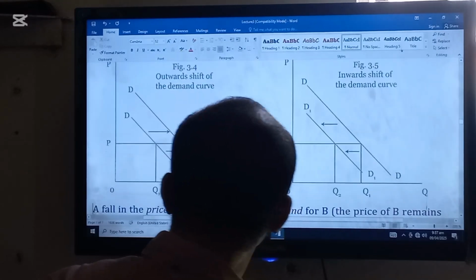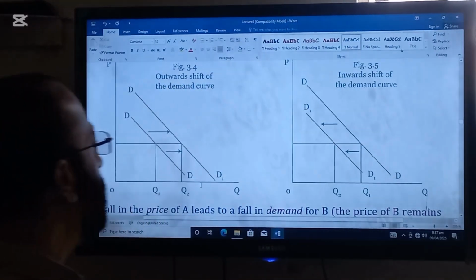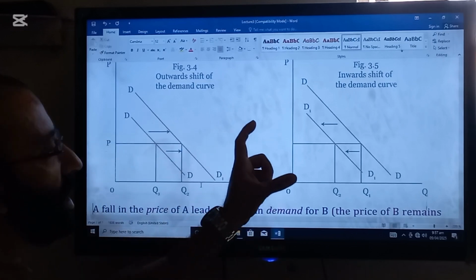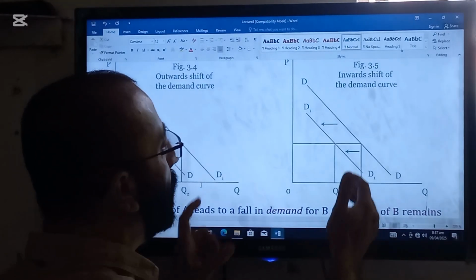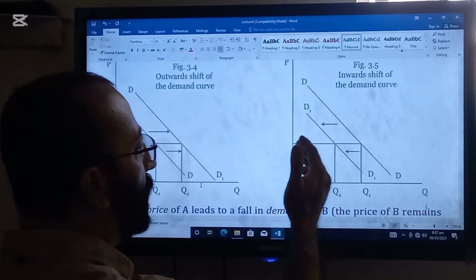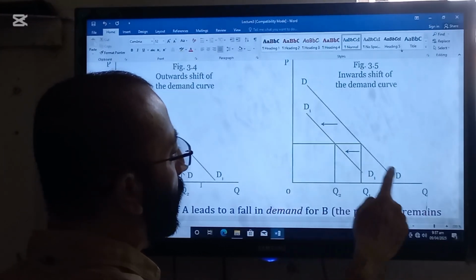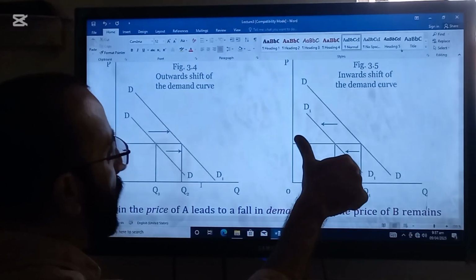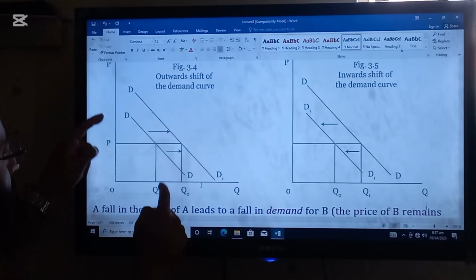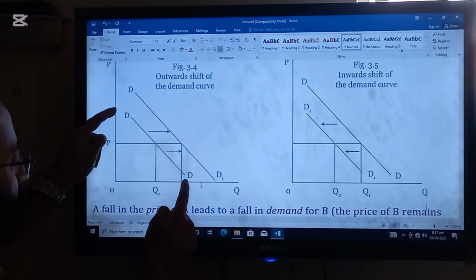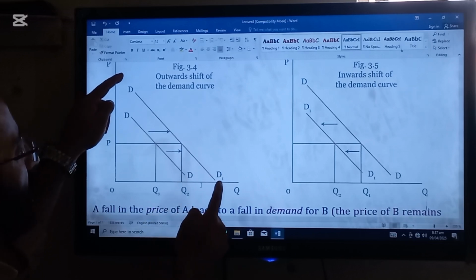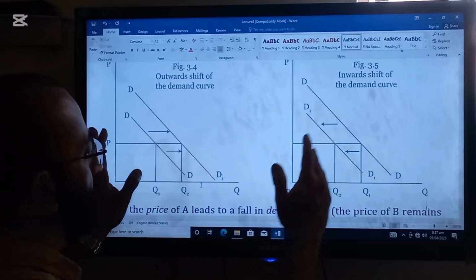So definitely, if the demand is increased, the demand curve will move to the right, and if the demand is decreasing, the demand curve will move to the left. DD is the original demand curve, and if the demand for the commodity is increasing, DD1 will be the new demand curve that will move to the right.